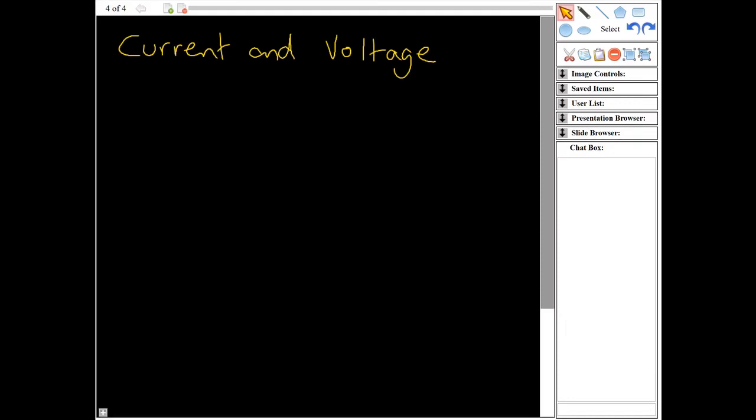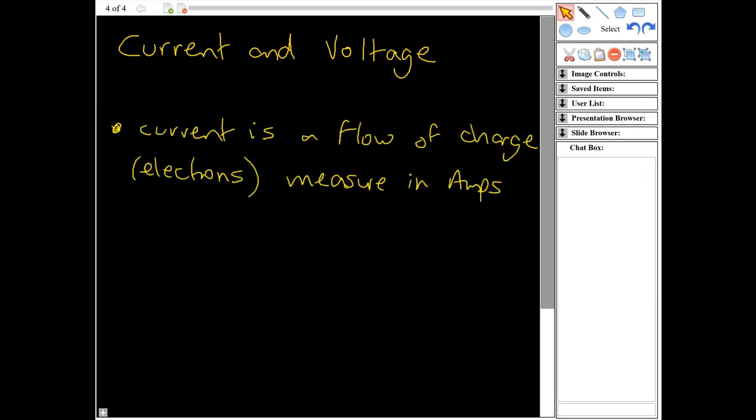So in this video, I'm going to talk about current and voltage. This is going to follow on from my previous video about electrical circuits, and last time I looked at circuit symbols. So this is going to follow on directly from there. So I'm going to start off by talking about current.